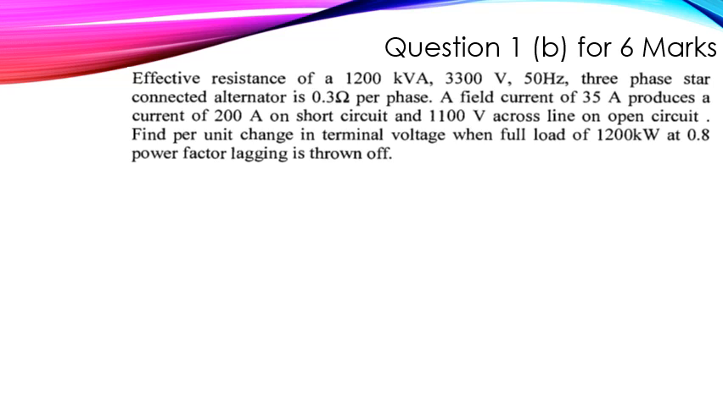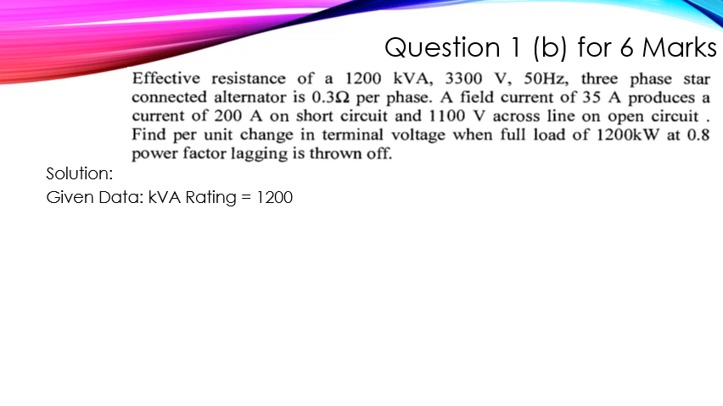The question is: effective resistance of a 1200 kVA, 3300 volts, 50 Hz, 3-phase star connected alternator is 0.3 ohm per phase. A field current of 35 ampere produces a current of 200 ampere on short circuit and 1100 volt across line on open circuit. Find per unit change in terminal voltage when full load of 1200 kilowatt at 0.8 power factor lagging is thrown off. So as usual, first we will see the given data.